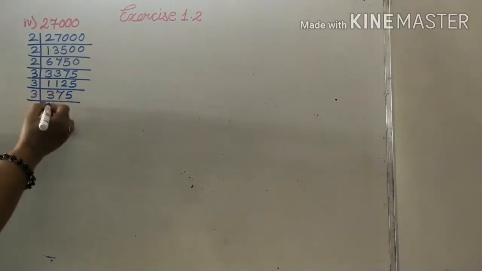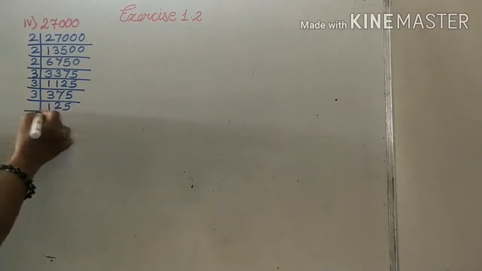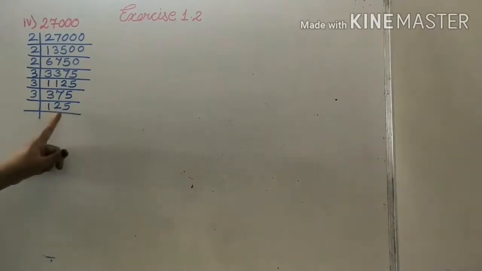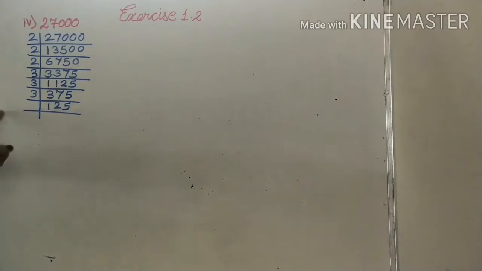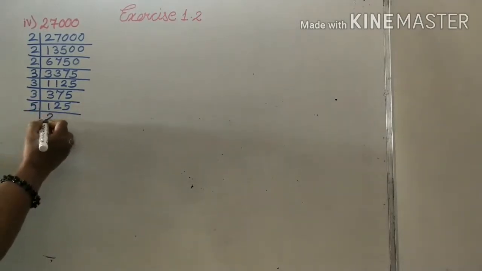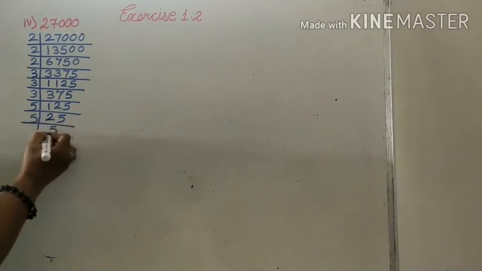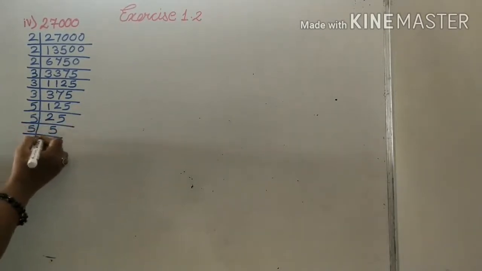Next, 3 1s are 3. 3 2s are 6. 3 5s are 15. 1 plus 2 is 3. 3 plus 5 is 8. 8 is not divisible by 3. But the unit digit here is 5. If a number ends with 0 or 5, then the given number is divisible by 5. So we'll take 5 here. 5 2s are 10. 5 5s are 25. 5 5s are 25. 5 1s are 5.